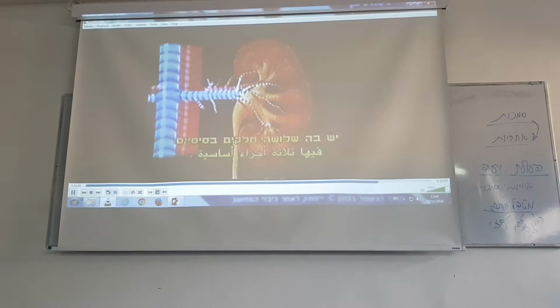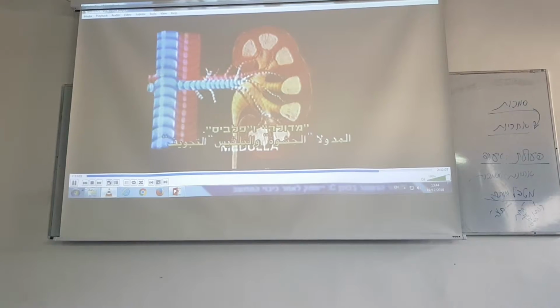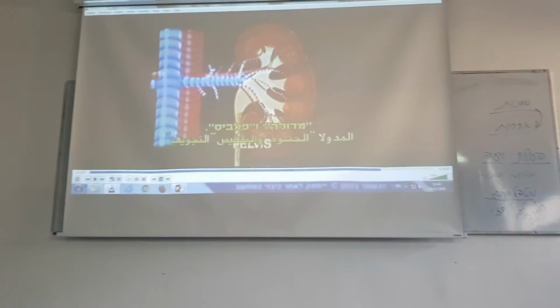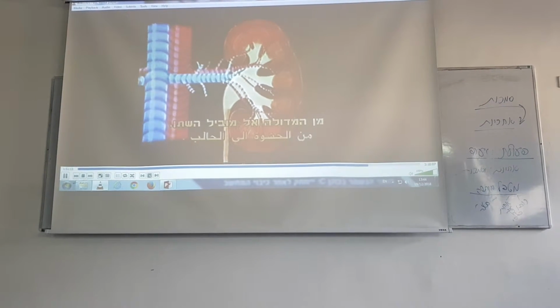There are 3 basic parts: the cortex, the medulla, and the pelvis. The pelvis is a large chamber which funnels the urine from the medulla out to the ureter.